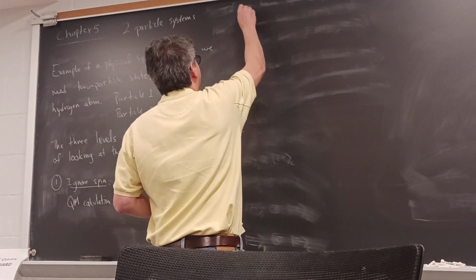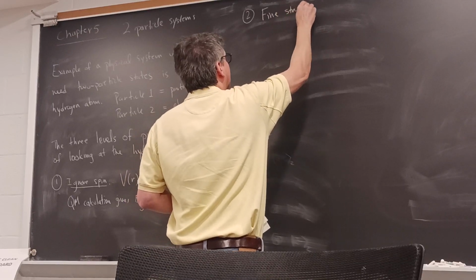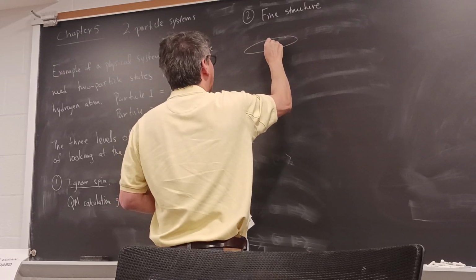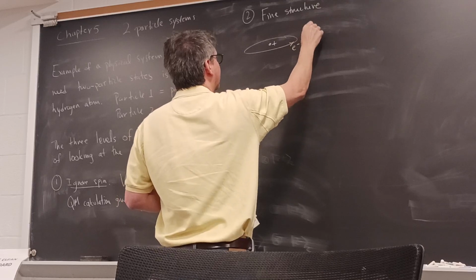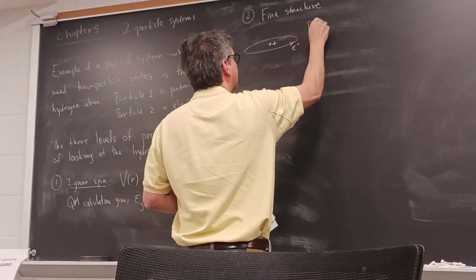And the second one was called the fine structure. That's the one where you take into account, so you've got the proton here, the electron is going around, there's a B field from the relative motion.